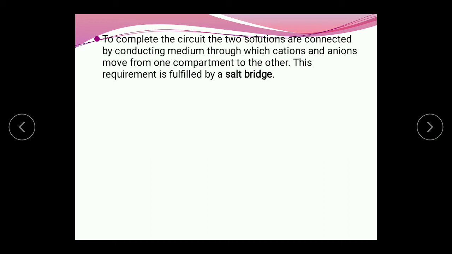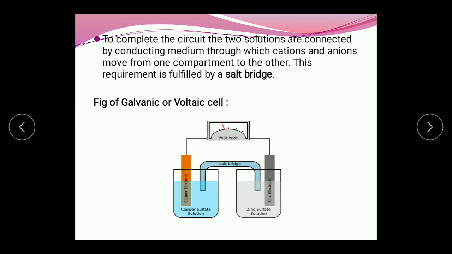Now the figure will look like this. We have taken this one half cell, and this is another half cell. How is the half cell constructed? We have dipped the metal strip in the solution of its own ions. That means we have taken a copper strip and dipped it in the solution of copper sulfate. In the same way, we can take a zinc strip dipped in the solution of zinc sulfate. Two separate half cells are connected externally through a voltmeter by conducting wire. That means two wires are connected and the voltmeter is attached in between.